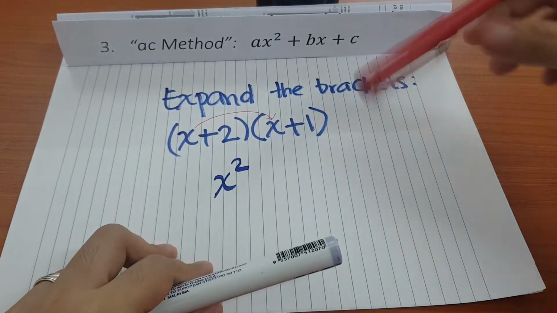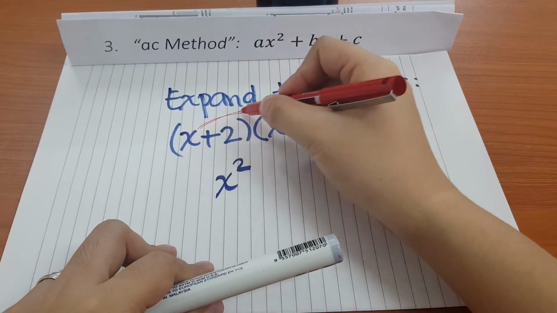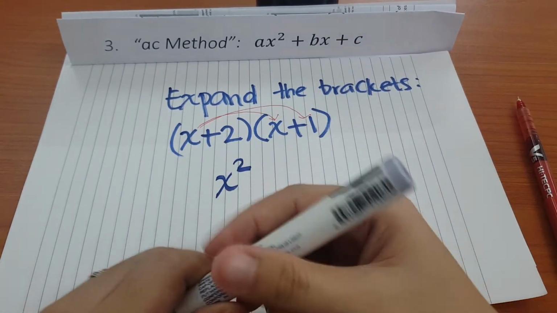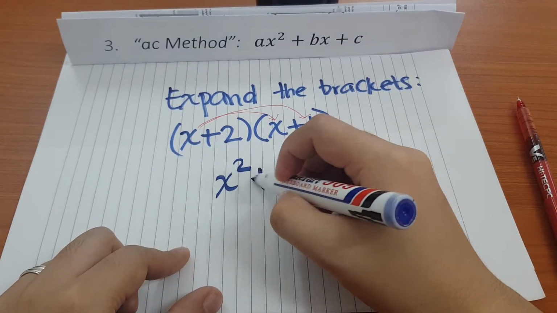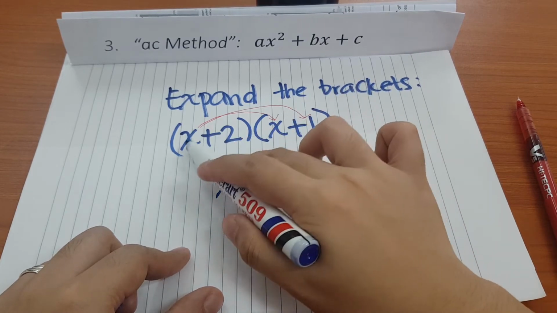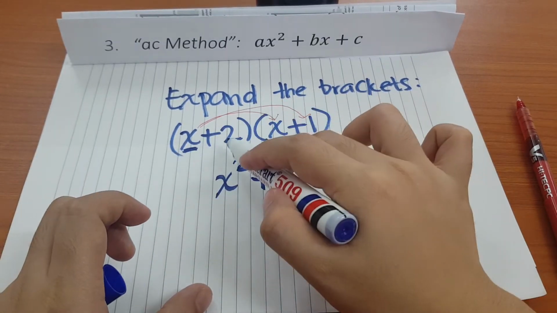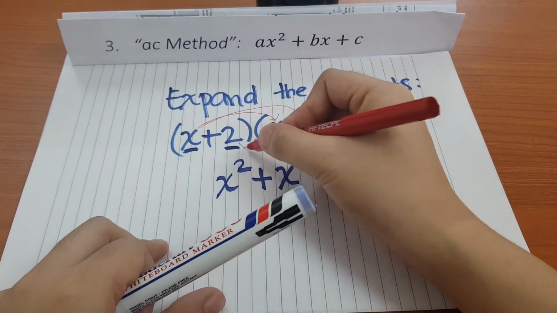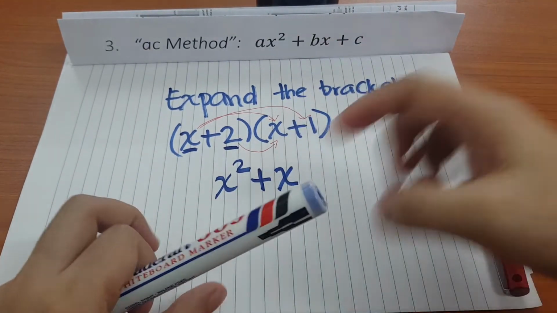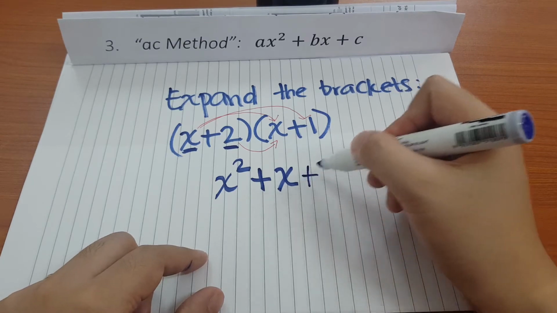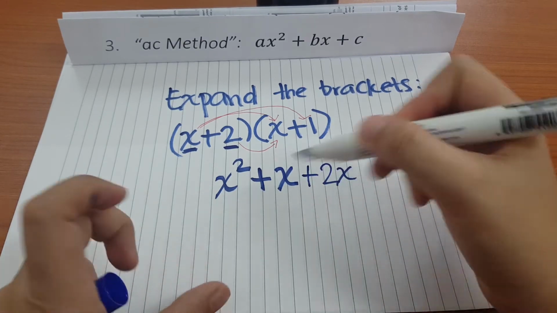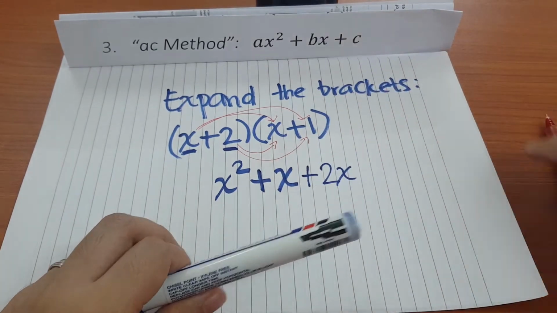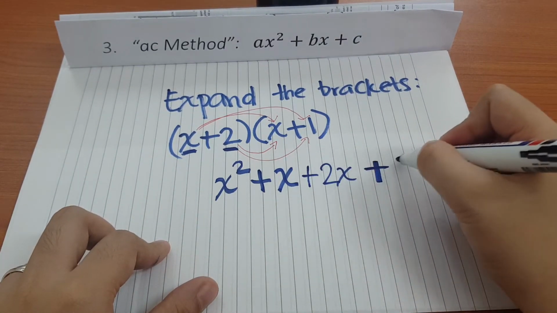Next, your first and the last one. X times 1 is x. You are done with the first term here, so you will proceed to the second one. So 2 multiplied by x is 2x. And then 2 multiplied by 1 here is 2.